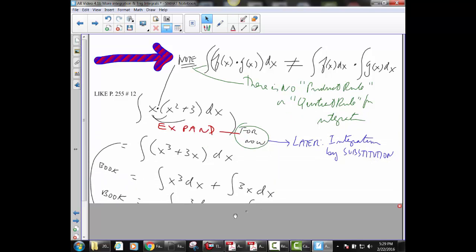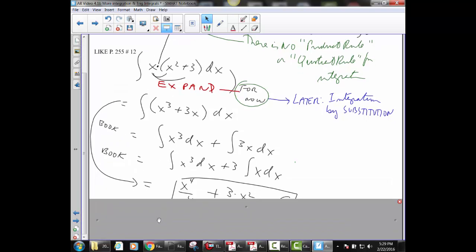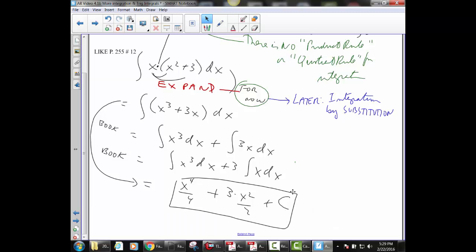Now you can split up the sum, and this is what the book does. It goes blah, blah, blah. I would go directly personally from here to here. The integral of x cubed dx is x to the 4th over 4 plus 3 times x squared over 2 plus c, the end.